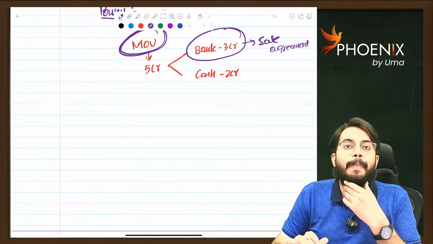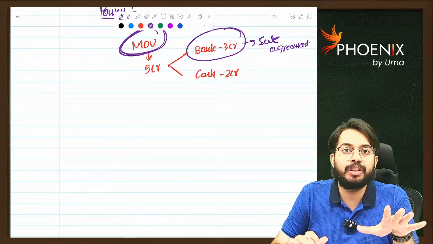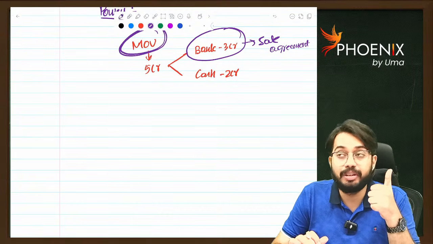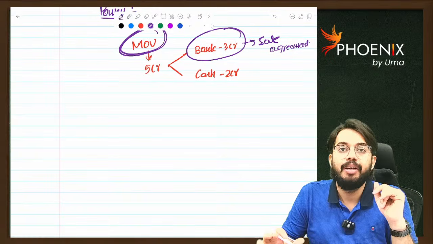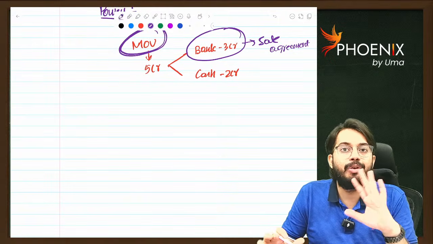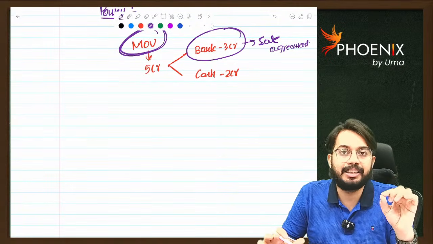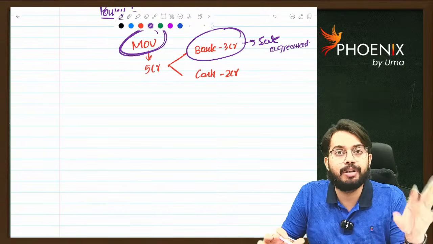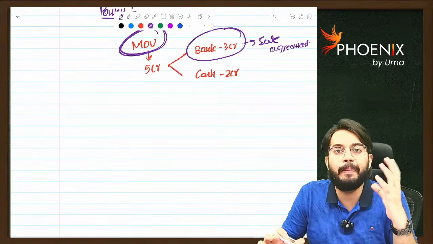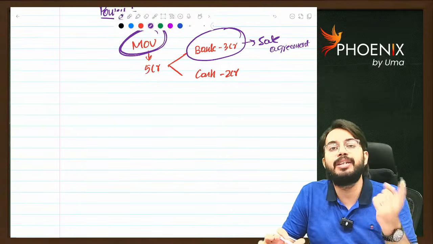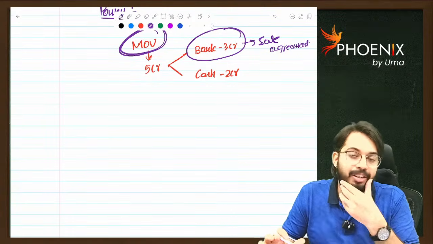Sir, do they have power to seize assets during the course of search? Yes, they have power to seize the assets during the course of search. Under survey, they do not have power to seize the assets. They can only impound books of accounts. They do not have power to impound assets. But under search, they have power to impound books of accounts, and they also have power to impound assets.